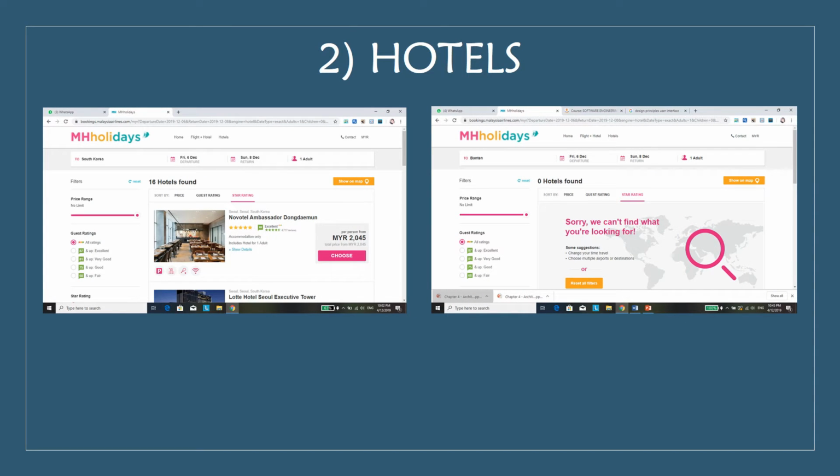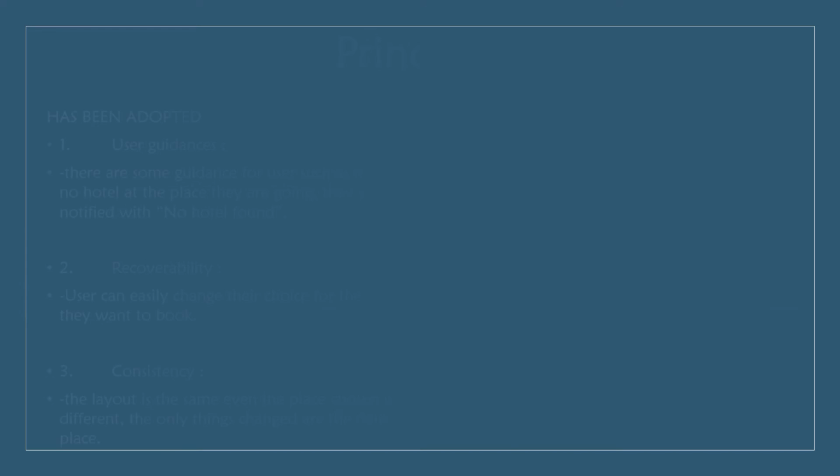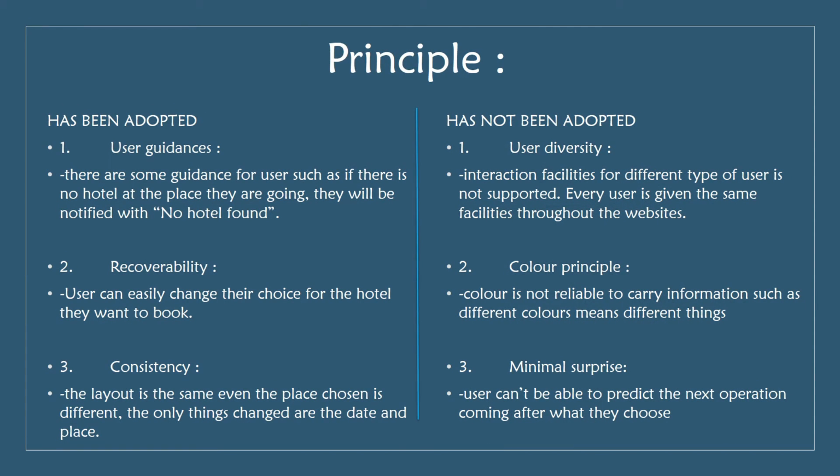User interface is hotel. The principle that has been adopted is user guidance, recoverability and consistency. Meanwhile, the principle that has not been adopted is user diversity, color principle and minimal surprise.